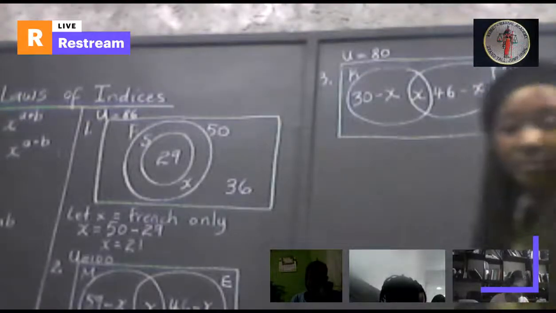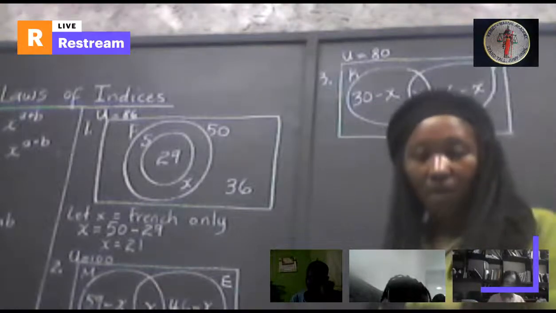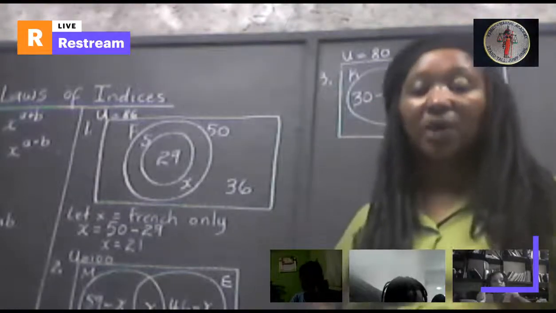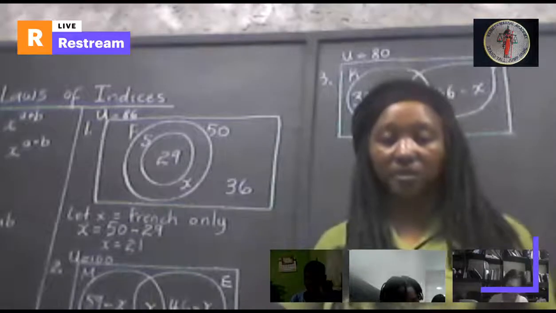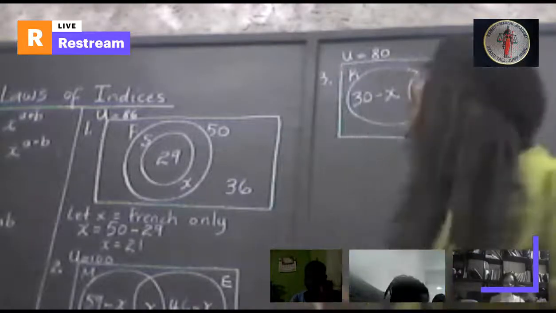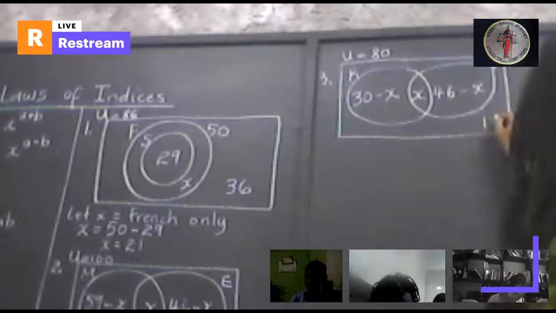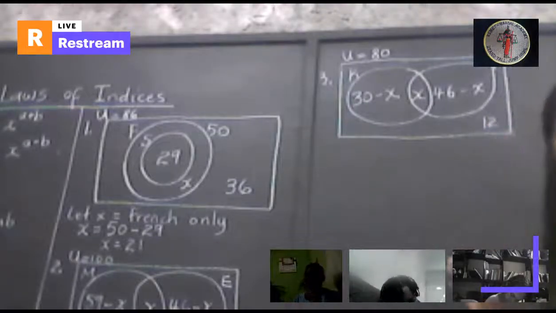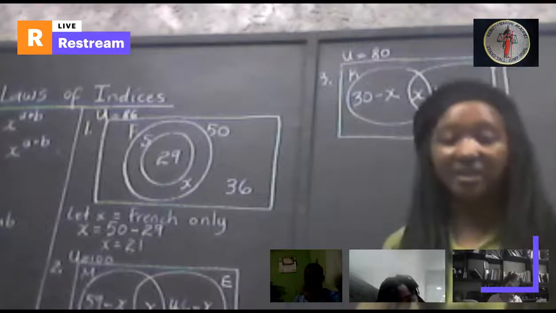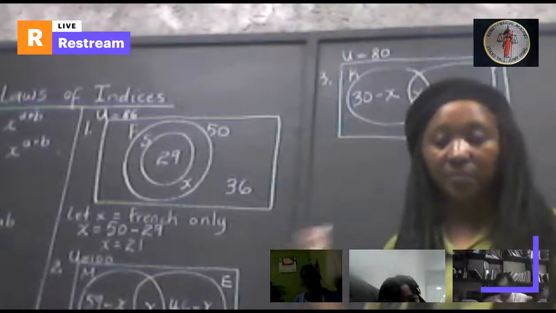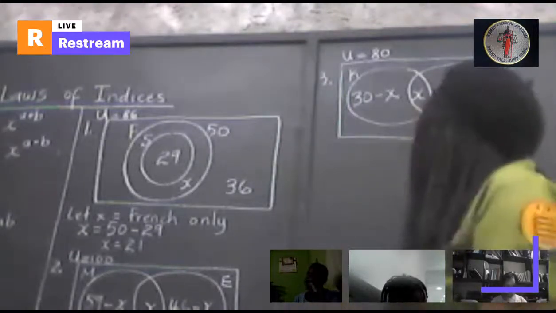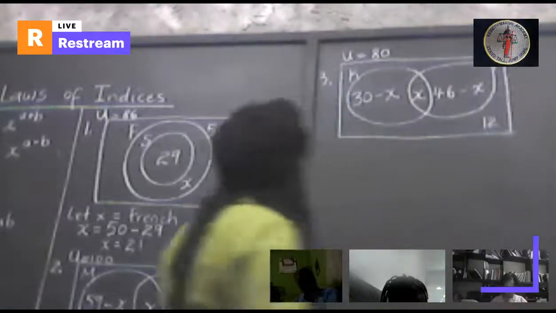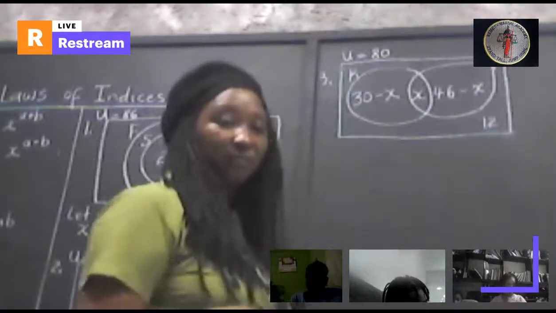Is that all? No, miss, the 12 is supposed to be in the box, not in any circle, just in the rectangle. The 12 should be outside. 12 persons practice martial arts, but they don't practice either karate or taekwondo. All right, so how are we going to find X, the intersection?